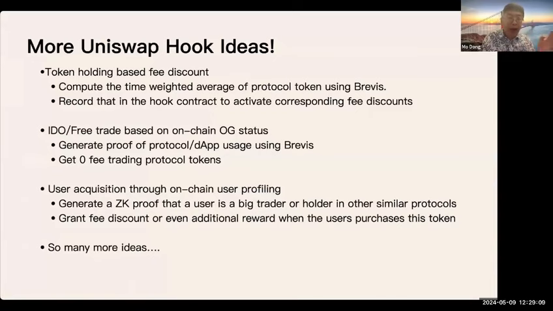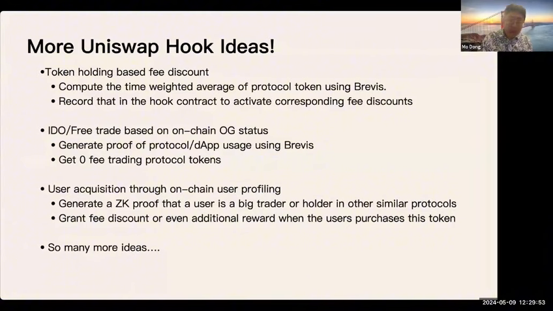And there are many other ideas such as IDO, free trades based on on-chain OG status. This is a user gating feature where you can generate a proof showing that this user is a heavy user pre-token launch, and therefore they should be eligible to enter the market earlier than everyone else to do this IDO process on Uniswap. That will also be possible. And also for some of the OGs, you can offer them zero fee trading for the protocol token to make it easier to get the protocol token and have an easier price discovery whenever the token is initially listed on Uniswap.